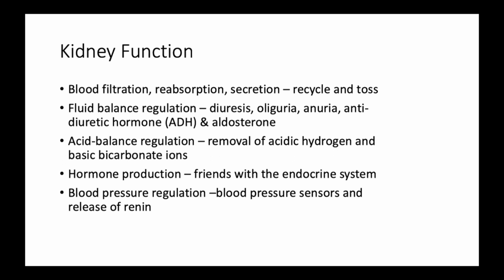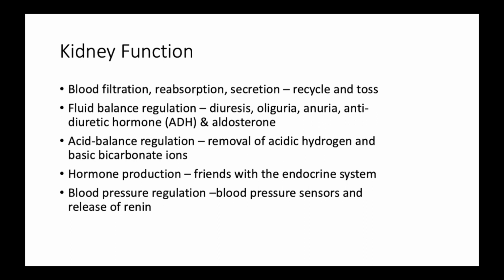Fluid balance regulation: the amount of urine produced depends on the amount of water it contains, which helps ensure that the body contains the right amount of water to maintain a healthy internal environment. If the body has excess water and needs to get rid of it, more urine is formed, and that's called diuresis. If the body needs to conserve water, less urine will be produced, and the animal will pass very little urine. That's called oliguria, or no urine at all, which is called anuria.